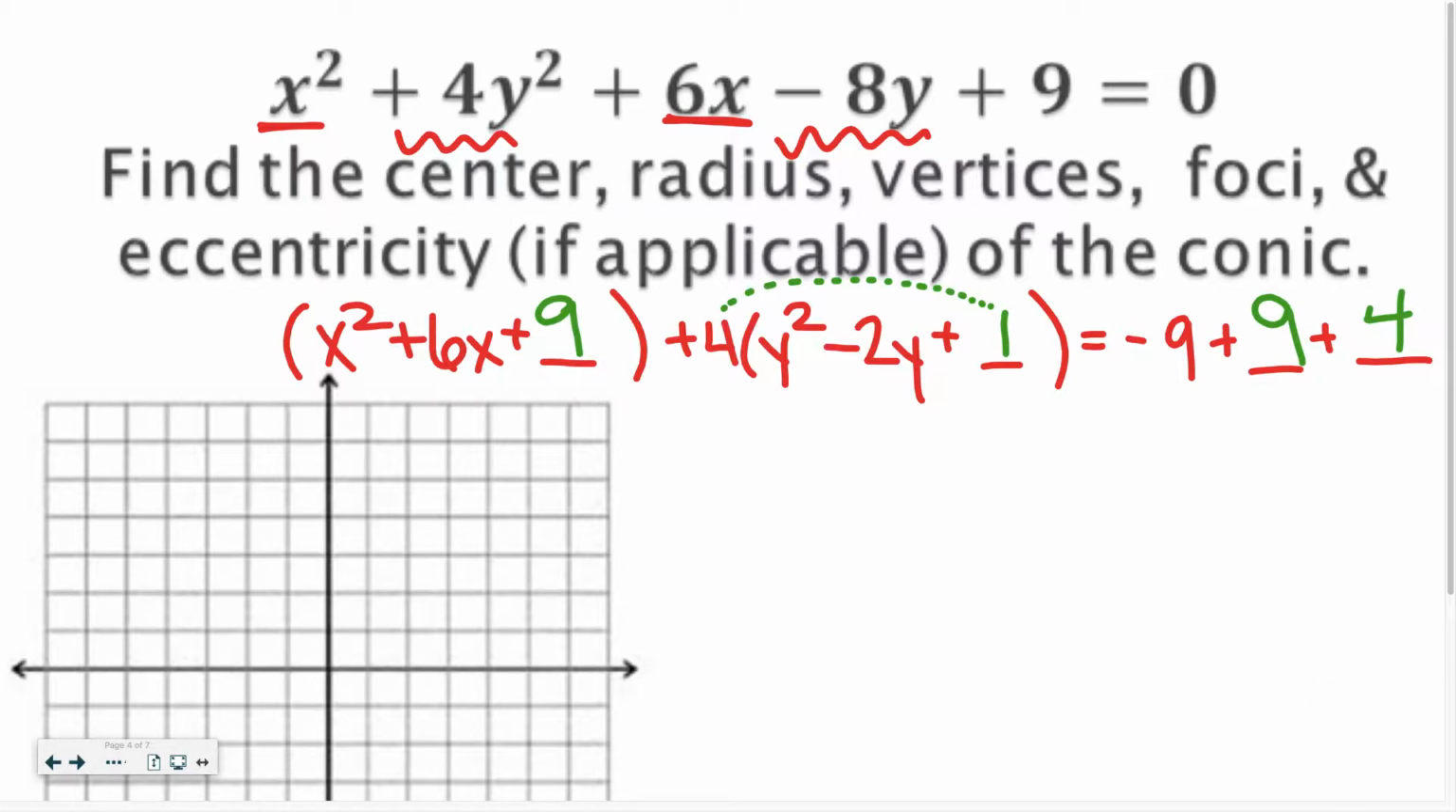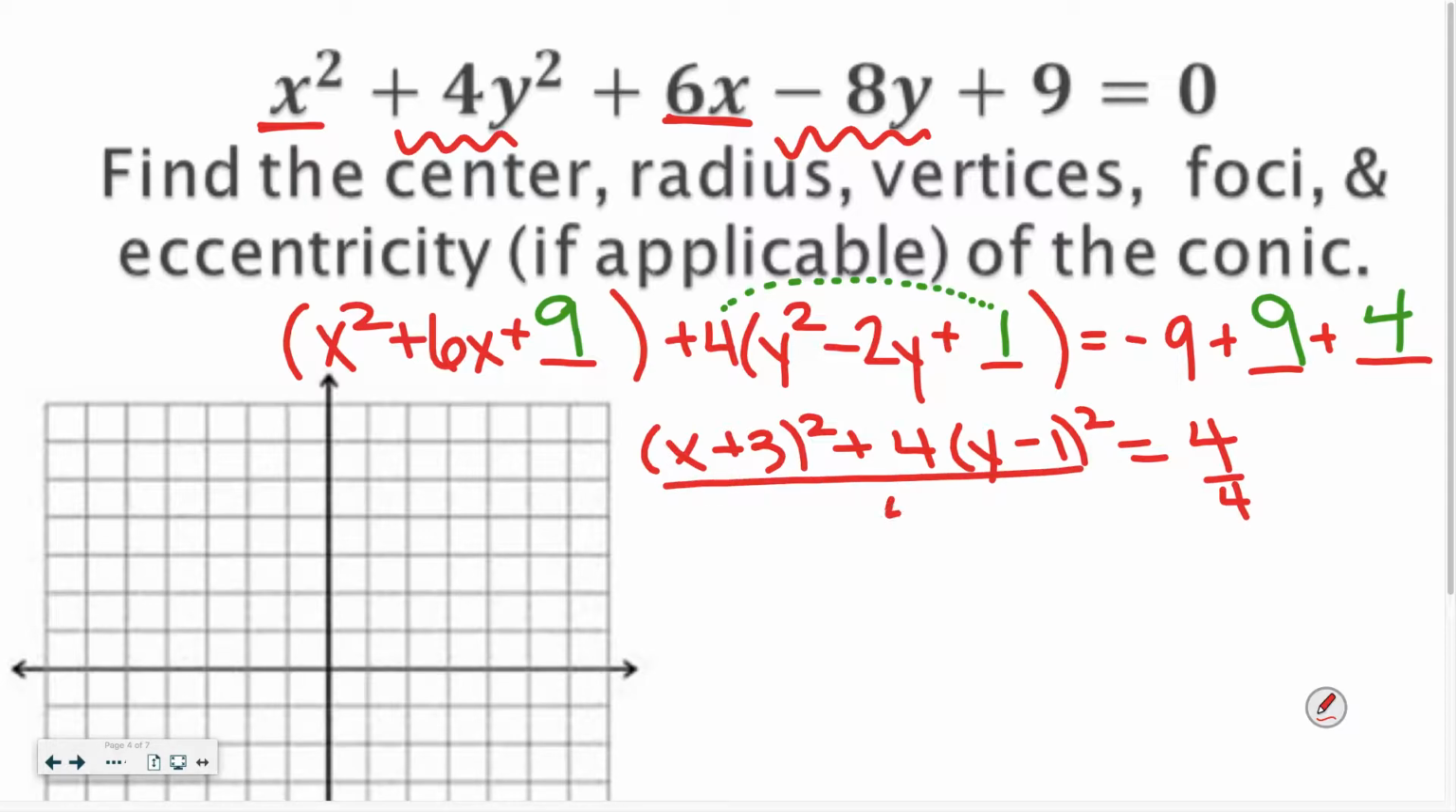Okay? So what we have is x plus 3, the quantity squared, plus 4 times y minus 1, the quantity squared, equals 4. We're getting closer to that standard form equation, but we do need our equation to equal what? 1. Right now it equals 4. We divide by 4. So our standard form equation is x plus 3, the quantity squared, over 4, plus y minus 1, the quantity squared, over 1, equals 1.